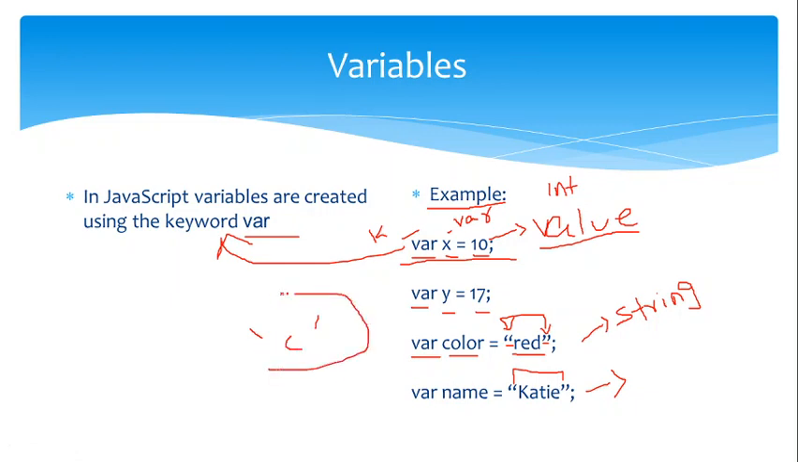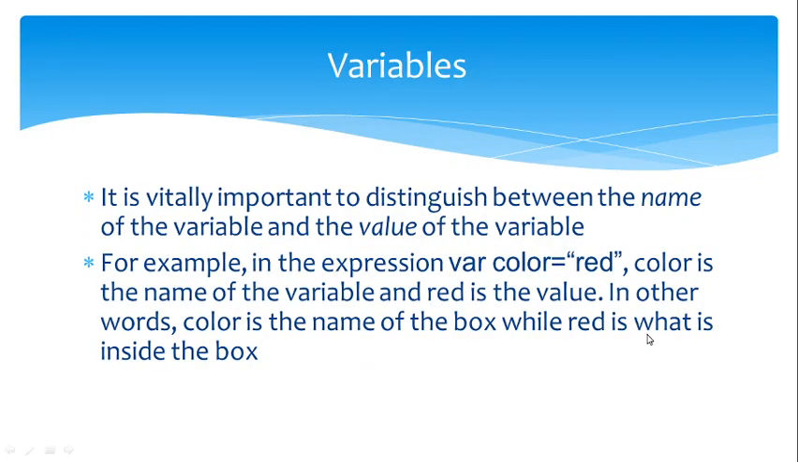Character will represent as a single quote, and double quote will represent as string. Okay, next, it is vitally important to discuss between the name of a variable and the value of the variable.